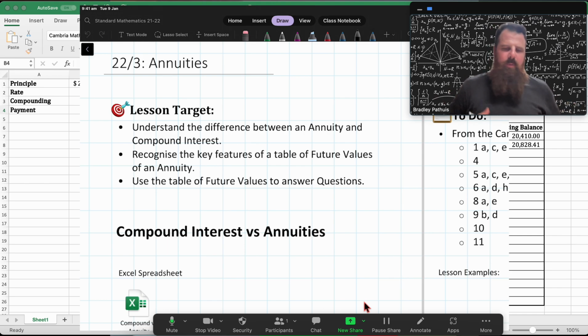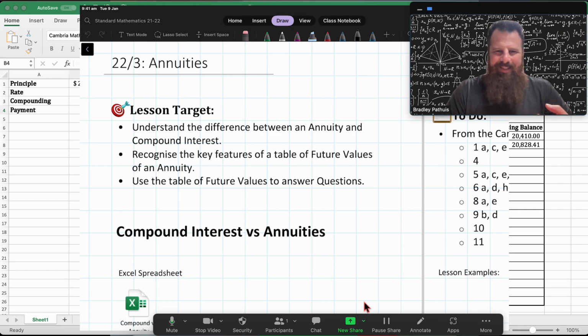Alright guys, so year 12, today we're starting a new topic. The new topic that we're starting is called annuities. It's the last topic in financial mathematics that we've got to come across for our subject. Today we're going to quickly talk about what an annuity is and how it is different to compound interest.